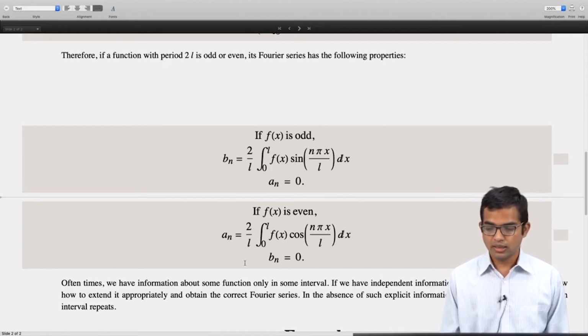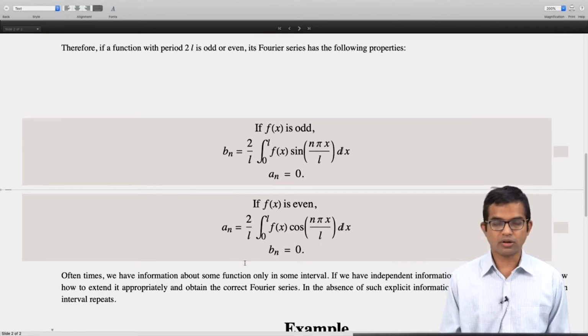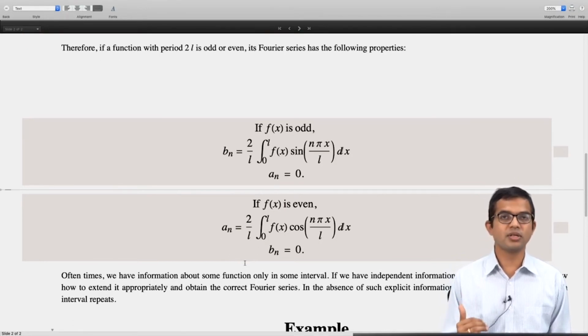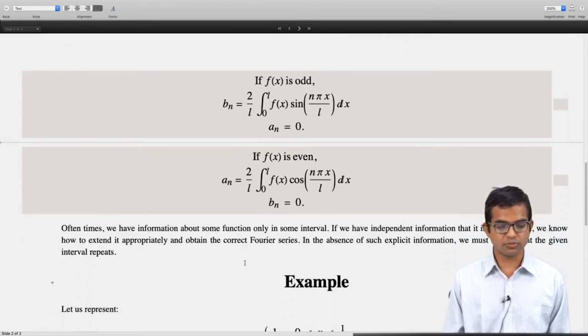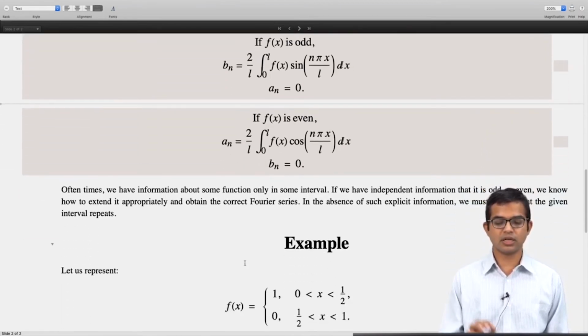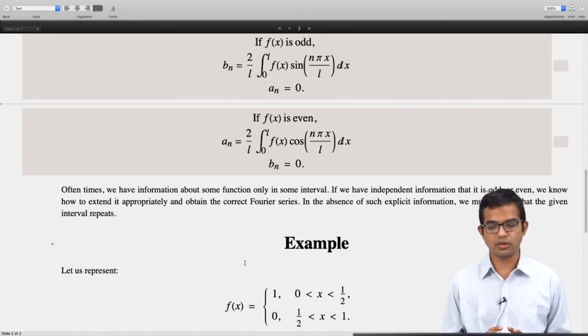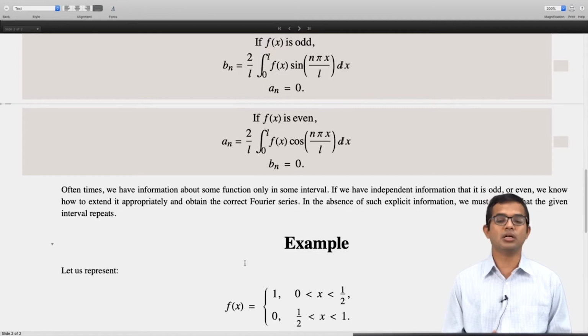There are contexts where each of these is a natural thing to do. So let's look at an example. Suppose you are just given this function f of x in this interval, right? Well, f of x is 1 from 0 to half, and it is 0 from half to 1.